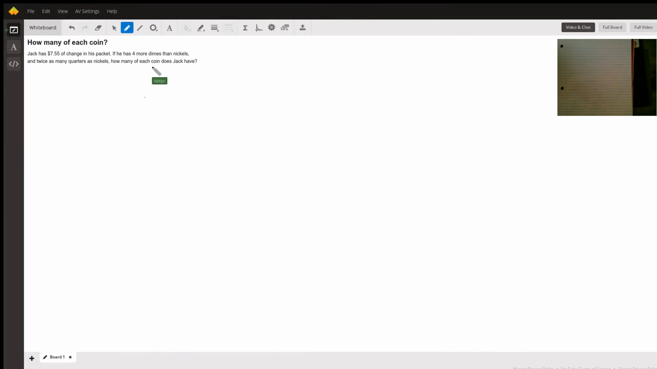Okay, so in this question, it's asking us that Jack has $7.55 of change in his pocket. I think that should say pocket. And then here it says he has 4 more dimes than nickels. That's important. This "more" is actually telling us that we need to be adding here.